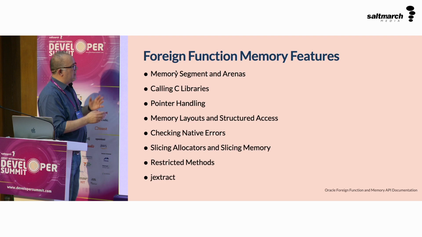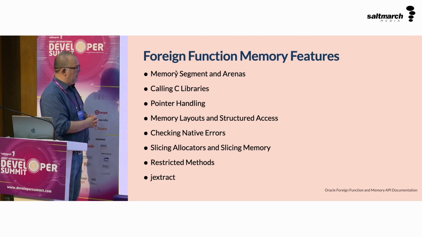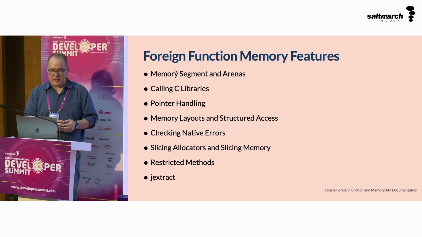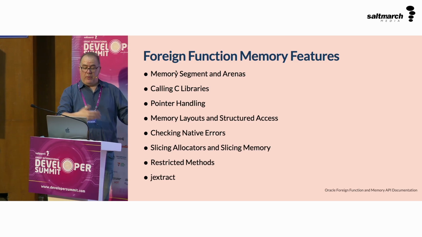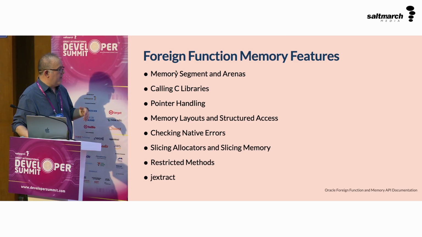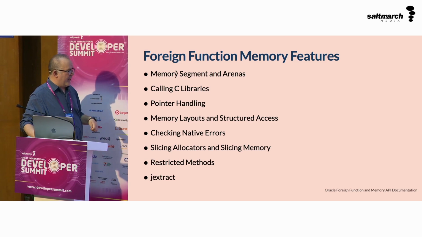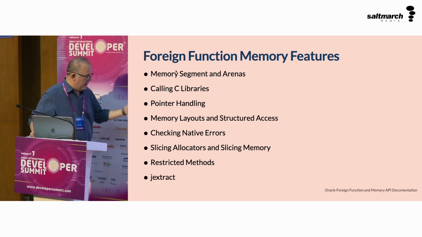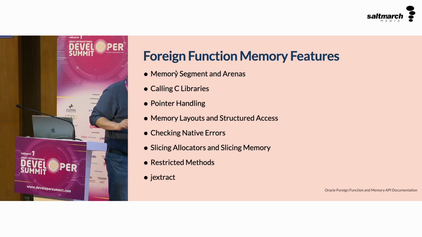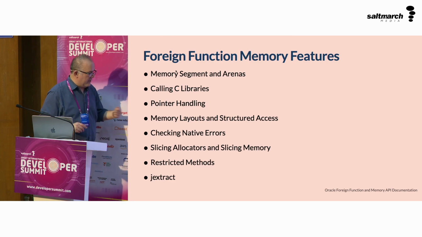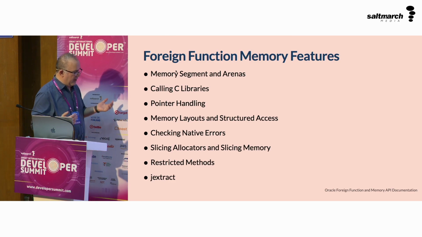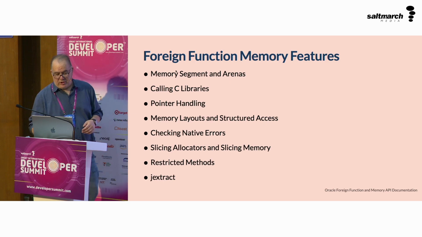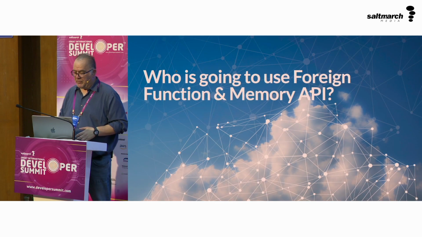But you can set things up in memory and then call the C libraries to handle that. You can send pointers to methods, or you can receive a pointer from a C method. You have memory layout, structured access, so you can create structs for that. You check native errors. You could slice memory into components. We'll talk about restricted methods. All these are going to be a part of what's called a restricted method, and so you'll need to add a switch to your Java runtime in order to run those, and JExtract. And we'll talk about JExtract.